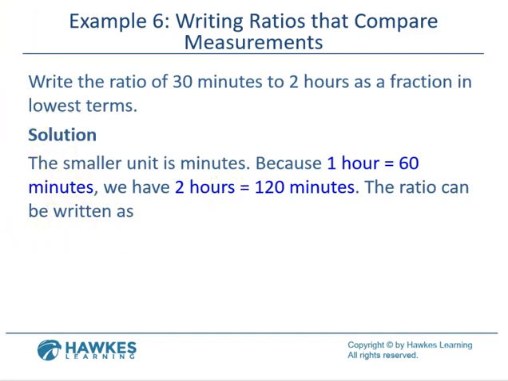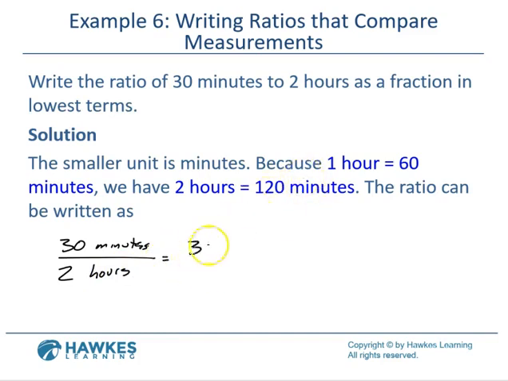Let's write it out. You would have something like 30 minutes to 2 hours. We don't really have a good ratio here because I can't cancel these units right now. So I've got to do one of two things: change the minutes into hours, or change the hours into minutes. In our case, we're going to change them into minutes.